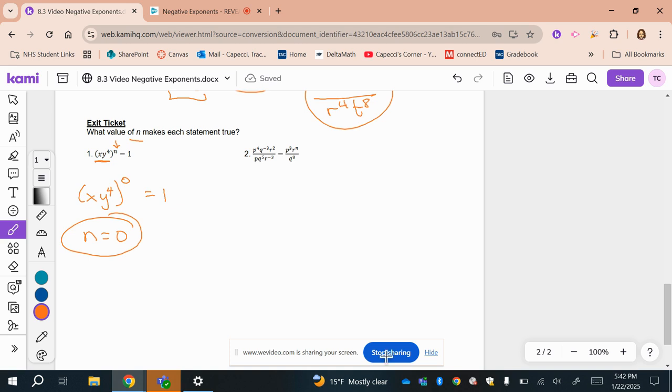Okay, let's take a look at the next one. I have my n is my exponent for my r. So if I want, I can just kind of ignore everything else and just look at my r. So I have r to the second stays on the top. R to negative 3 moves to the other side and becomes positive. So that gives me r to the 5th is equal to r to the n. So then I know n is equal to 5.